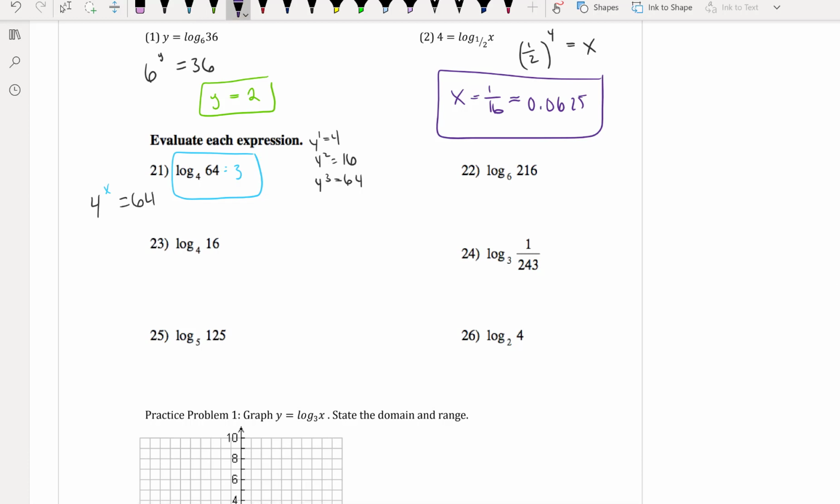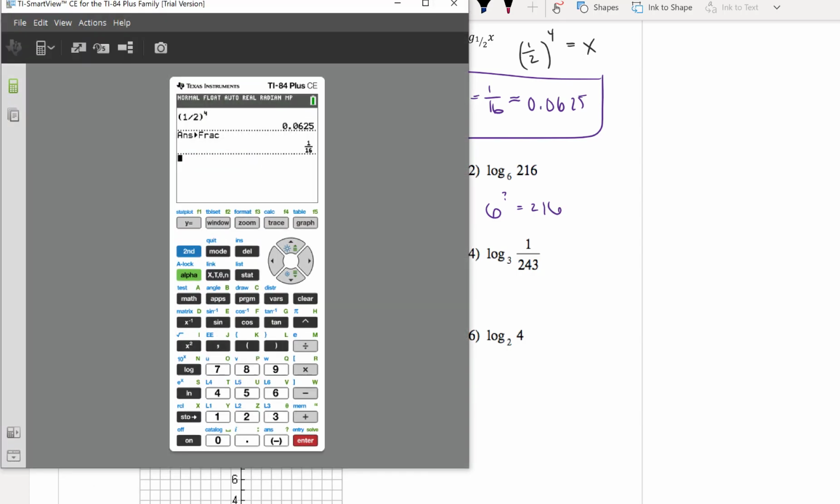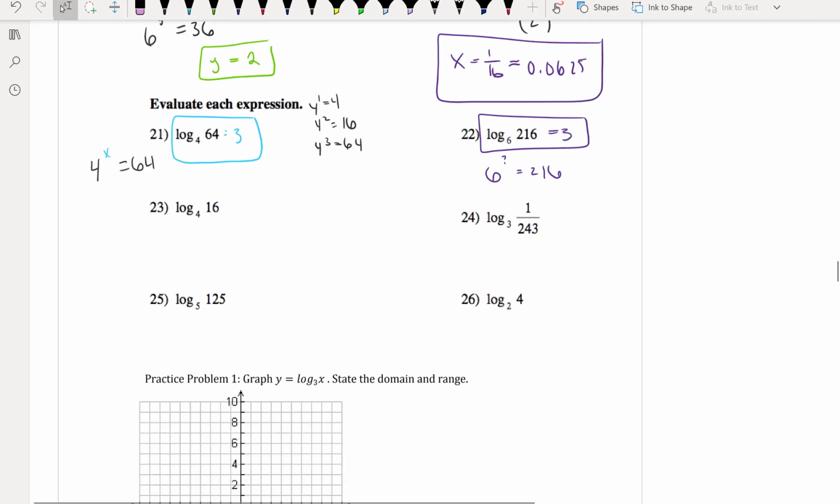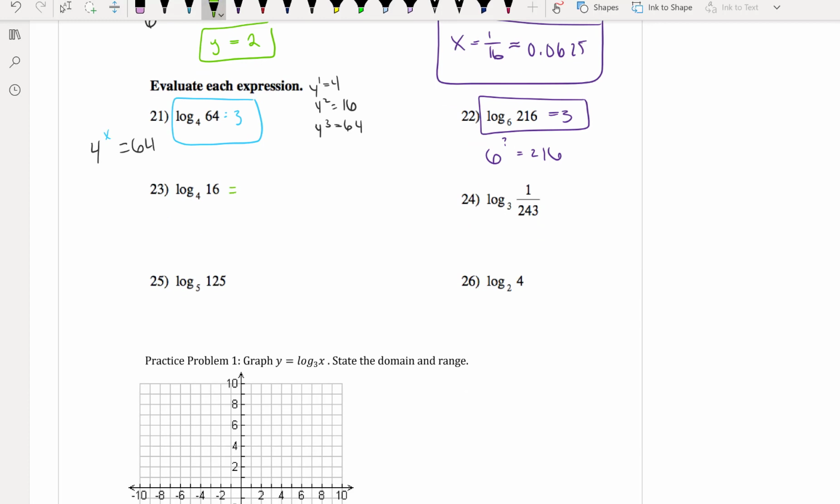Okay. So for number 22, 6 to what power is equal to 216? So I'm just going to plug it into my calculator. So let's see, 6 squared. No, too small. What about 6 to the 3rd power? That's 216. Perfect. So this is going to equal 3. Okay. And over here, 4 squared is equal to 16.